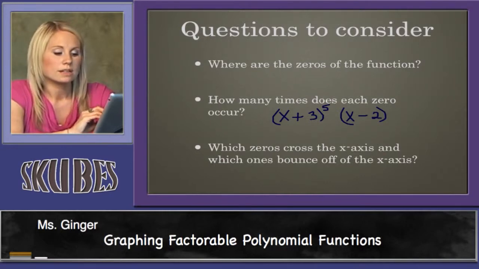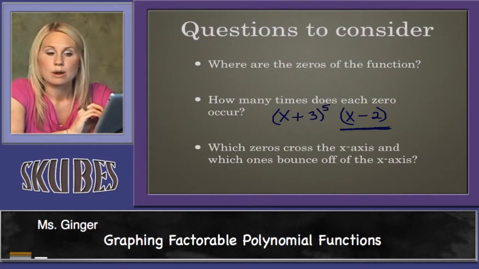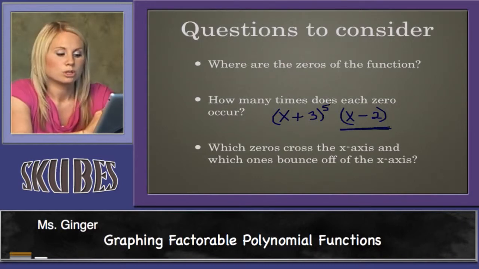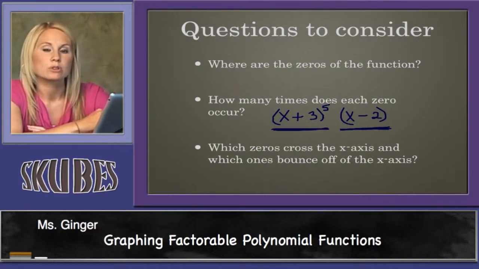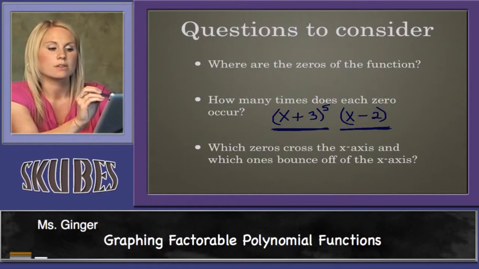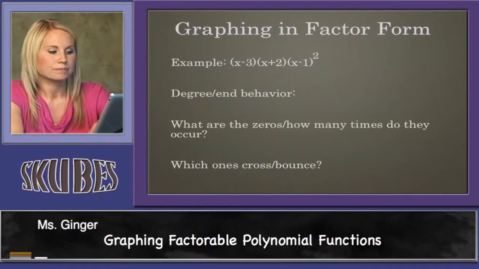So taking a look at these, this one here, if I saw that one, it is odd, it's the power of 1, so that one would cross through. So is this one, okay, the power of 5. But if I saw something with a power of 2 or 4 or 6, those are just going to bounce. So we'll see what that looks like on the picture in just a second.